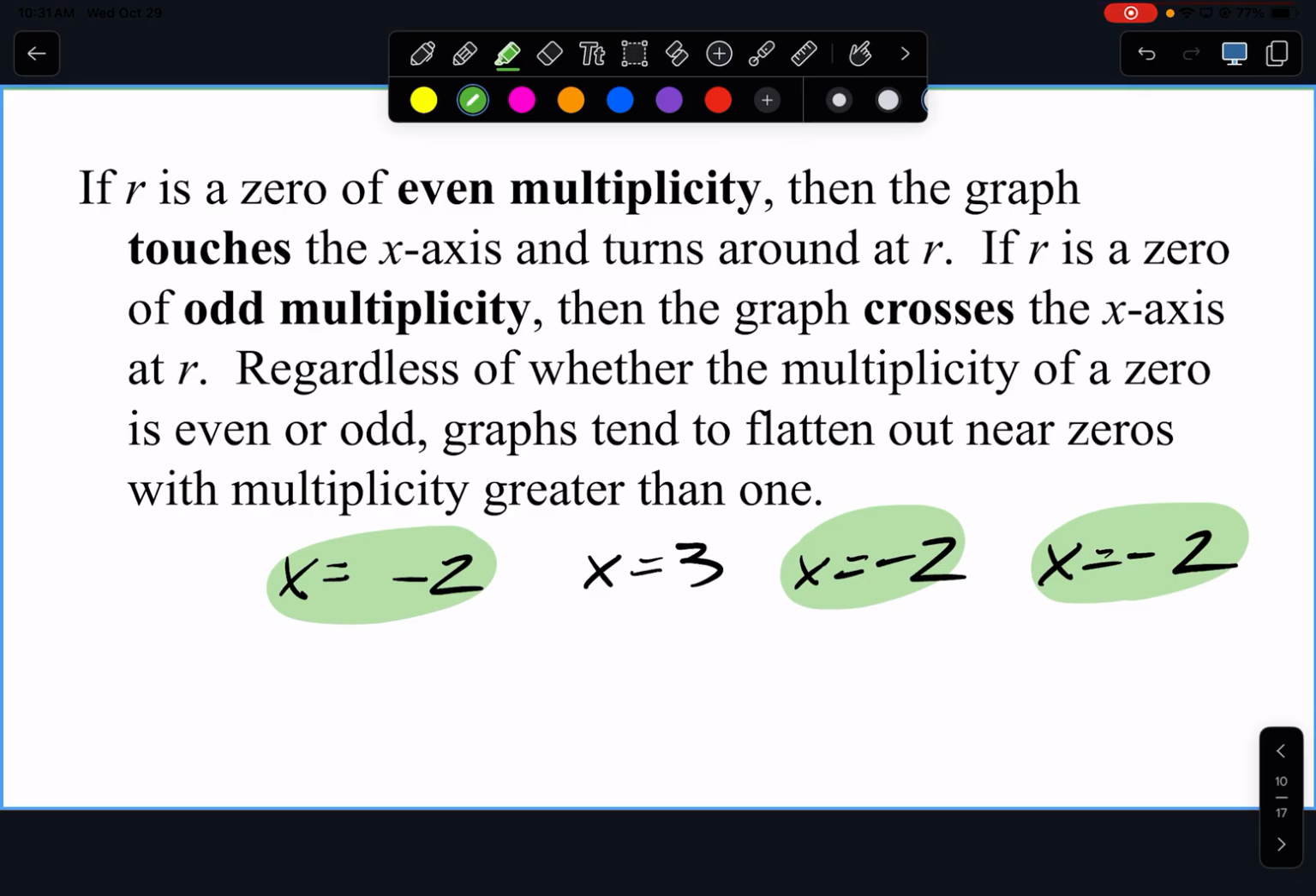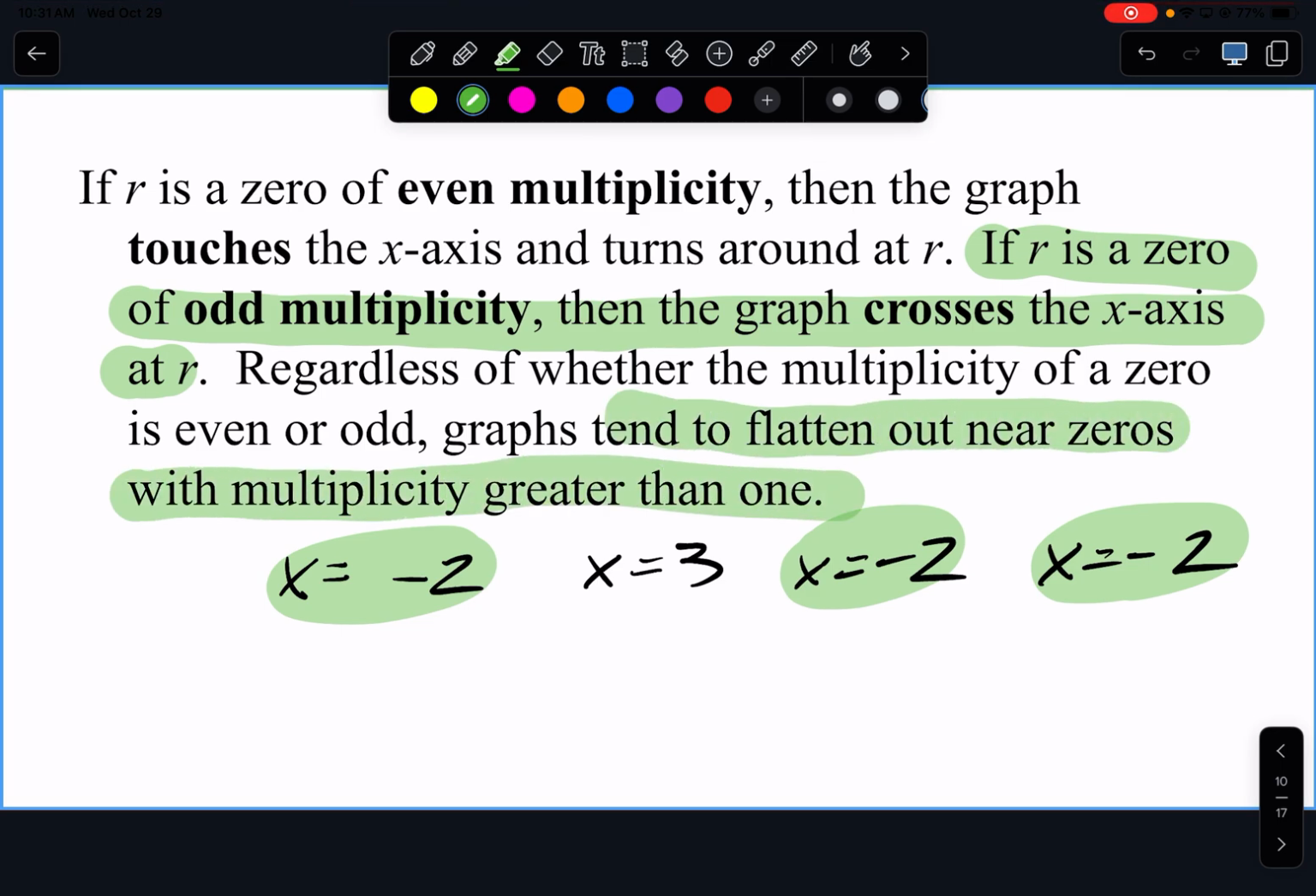So this is what I want you to write first: odd multiplicity. If a zero is of odd multiplicity, the graph crosses the x-axis at r. It still goes through the graph, just like we did on our last one. It still goes through the point if it has odd multiplicity. It tends to flatten out near zeros with multiplicity greater than 1.